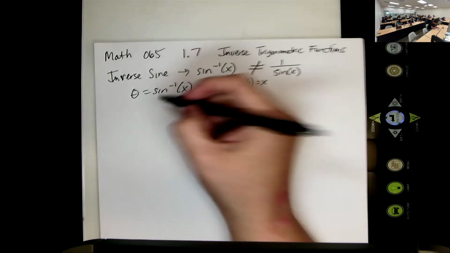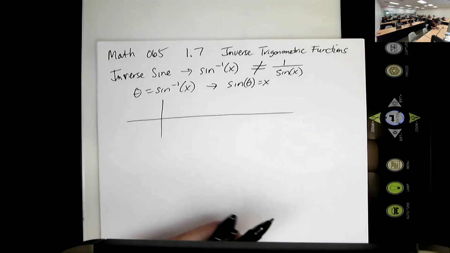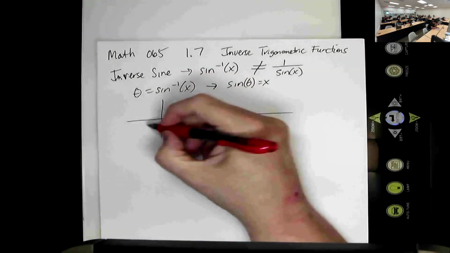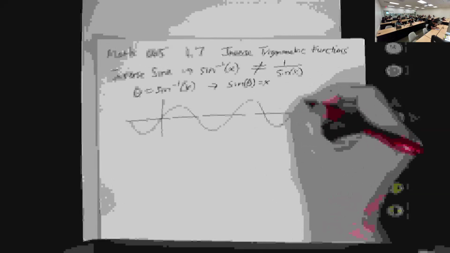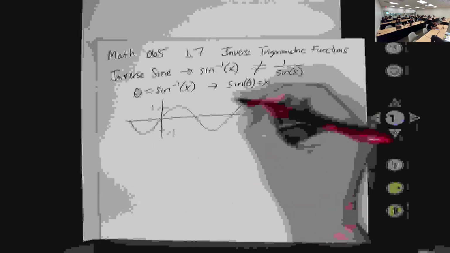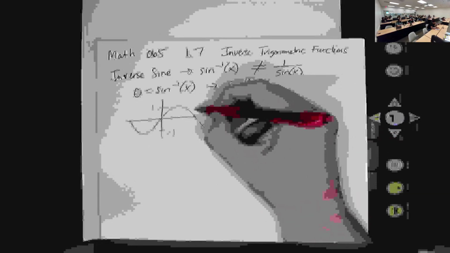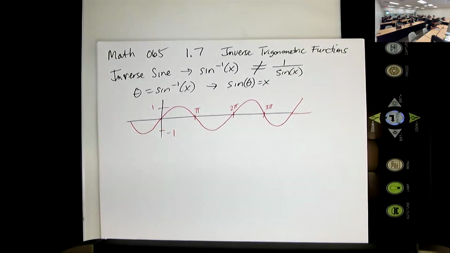For sine, recall, sine does something like this. We've graphed it out with 1 up here, -1 down here. And the zeros are at pi increments. For a function to have an inverse, it has to be 1 to 1. So we restrict the domain. Now, this is the reason I'm showing it. If you don't remember, you can always figure it out.